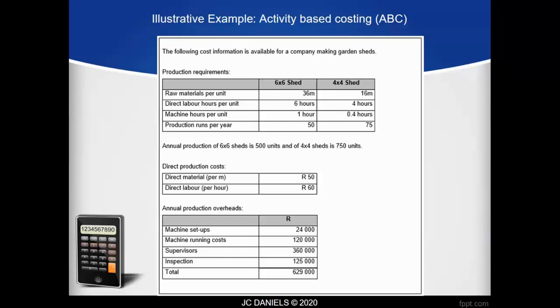And then we have the annual production overheads. So it's 629,000 Rand in total, but it's broken up into four different activities. Okay, with activity-based costing, you will see that the overheads are basically categorized according to activities. So first we have the machine setups. So that it's costing them 24,000 Rand to change the settings of the machinery for the year. And then they also have machine running costs. So that would include your electricity, and it would include your maintenance and your repairs. Then we also have supervisory costs. And then there's inspection. And that makes up the total of 629,000 Rand.